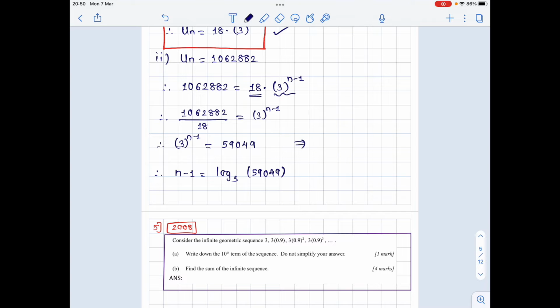This is basically using the formula: a raised to x is equal to b, so x is equal to log of b to the base of a. n minus 1 is equal to 10. So n is equal to 10 plus 1, which is 11. So your final answer is 11.